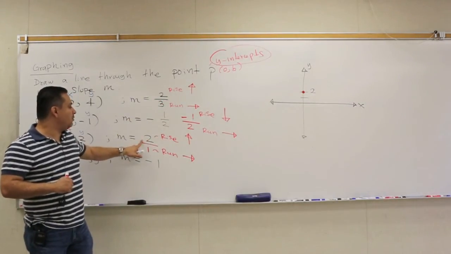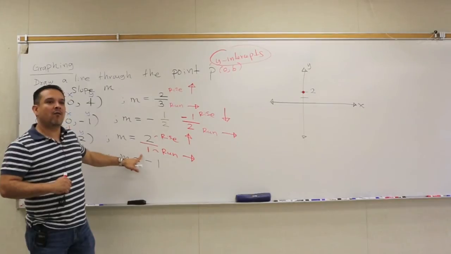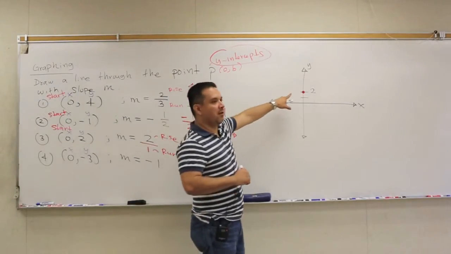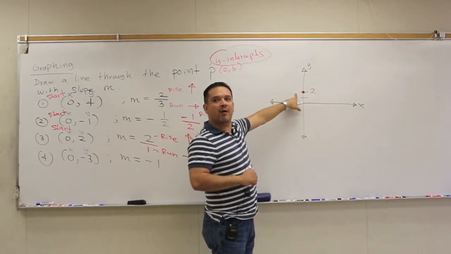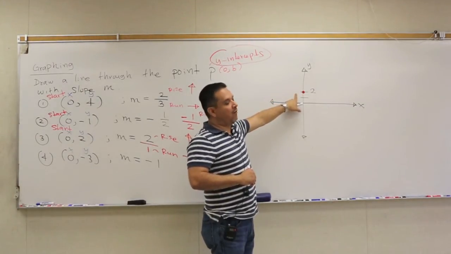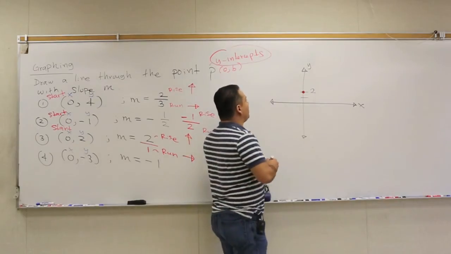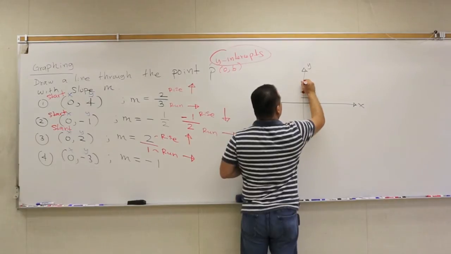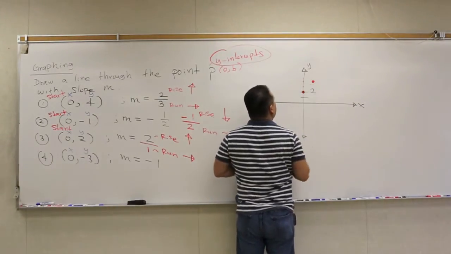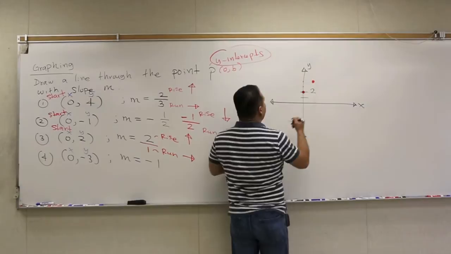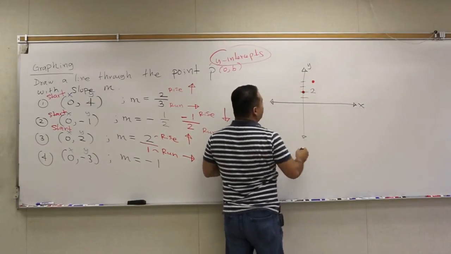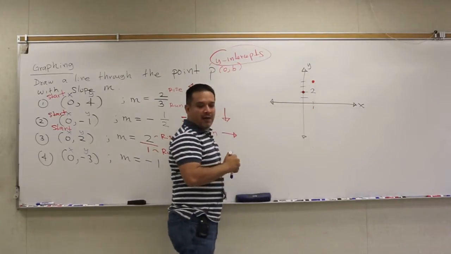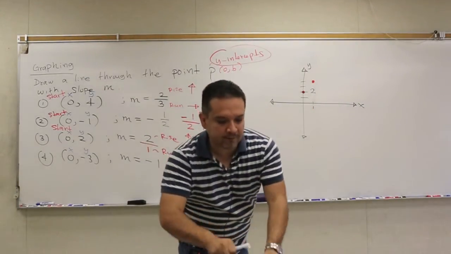So this means go up 2 and to the right what? 1. And where do you go from? What is that point called? What's that point? The y-intercept. So you're going to go up 2 to the right 1. Up 1, 2. And then to the right what? 1. That's the location of your next point. Okay? Draw your line and you're done.